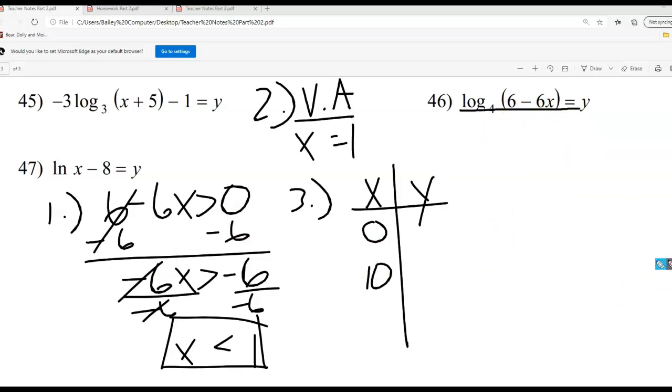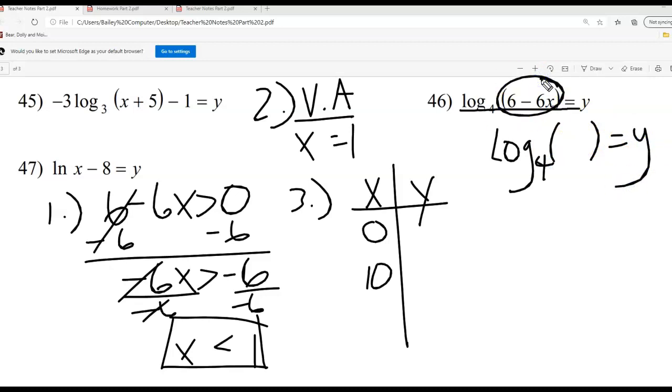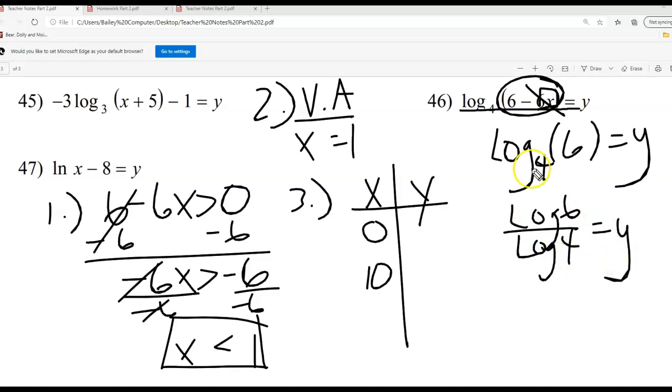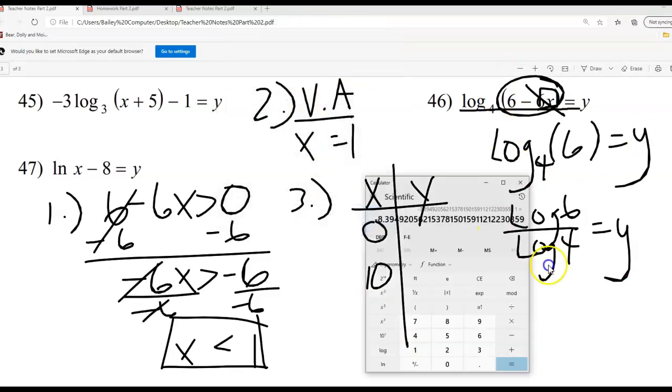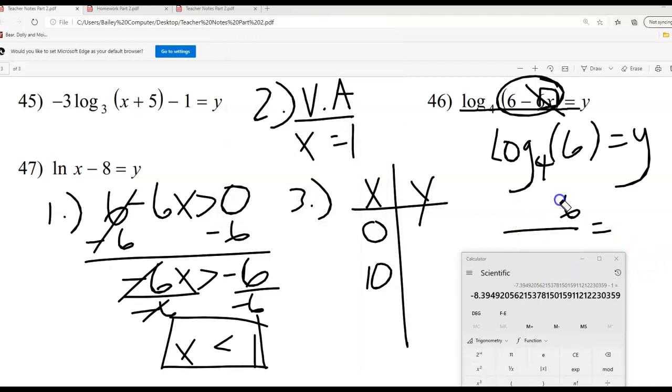So, show my work over here. Step 1, I'm going to go ahead and plug in 0. Save myself a little bit of work here. Now if I plug in 0 to this part, that's going to be 6 times 0, which just goes away, so I'm left with 6, right? And then from there, that's a change of base problem. You do log 6 divided by log 4, and our calculator is going to be our friend at this point. So, log 6 divided by log 4.